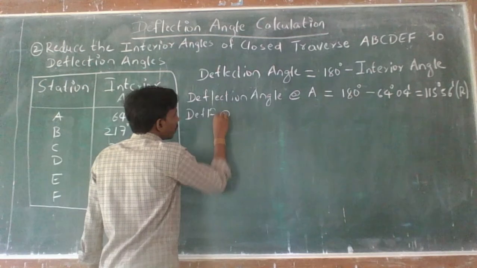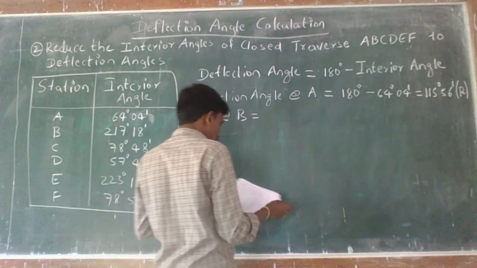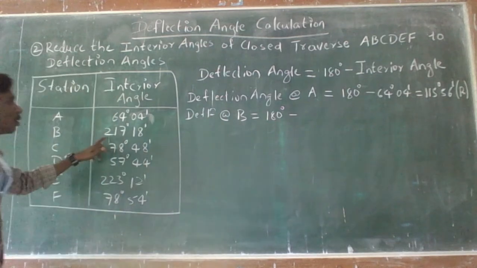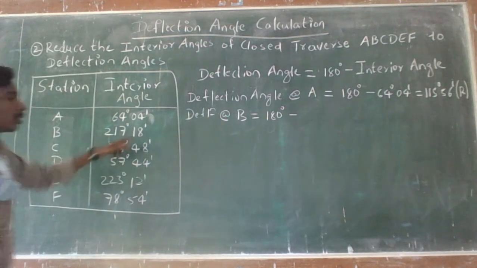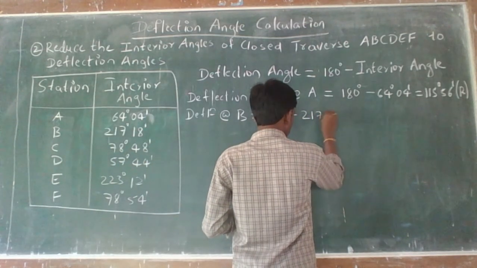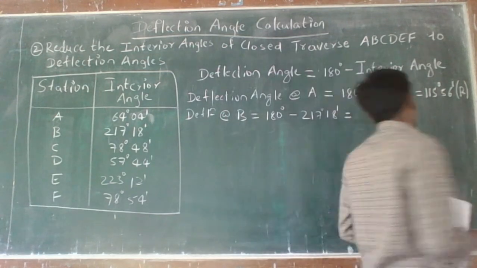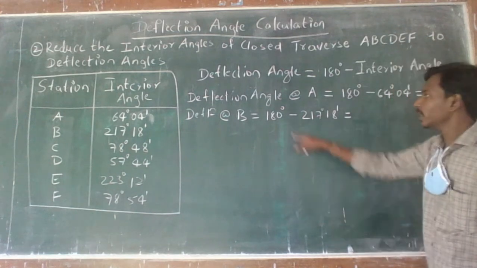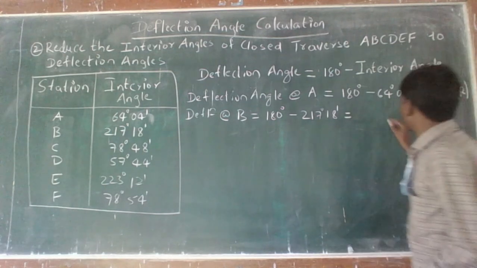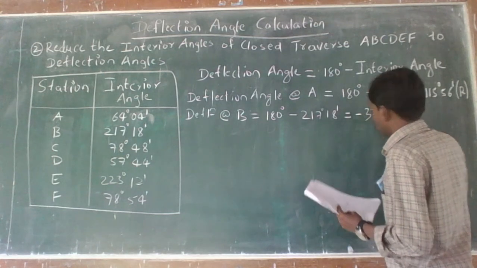Deflection angle at B, that is equal to 180 degrees minus the interior angle of B, which is 217 degrees 18 minutes. So substitute 217 degrees 18 minutes. Now the difference of these two angles, 180 degrees minus 217 degrees 18 minutes, will give you the value minus 37 degrees 18 minutes.